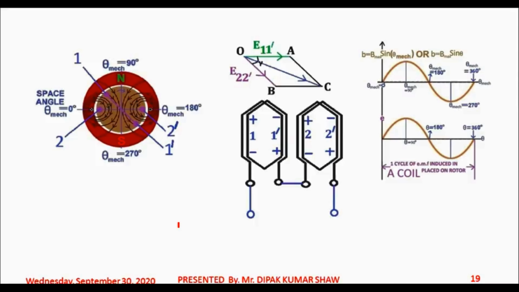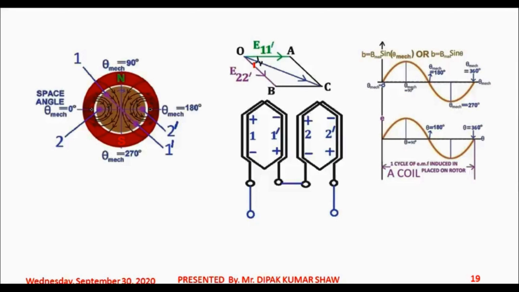So EMF induced in the coils is sinusoidal because the nature of space distribution of B, that is magnetic flux density, is sinusoidal. So that's why EMF induced in the coil is also sinusoidal. So we are able to represent the EMF induced in the coil by a phasor, because EMF induced in the coil is changing sinusoidally. Why is the EMF induced in the coil changing sinusoidally? Because the space distribution of magnetic flux density is sinusoidal.